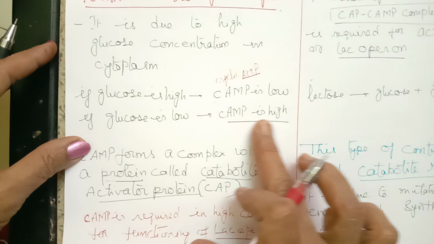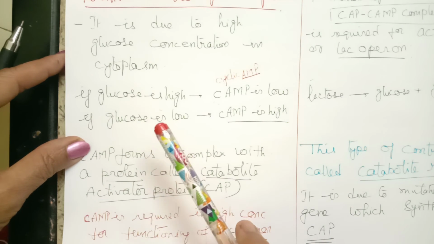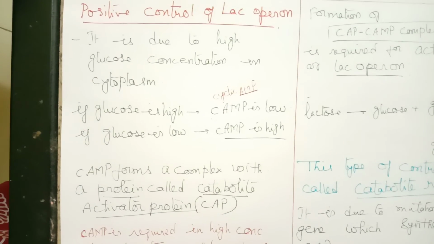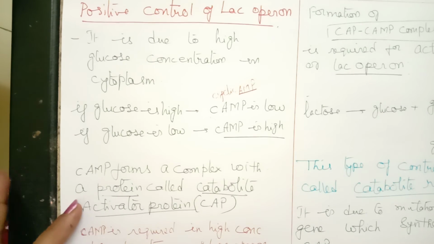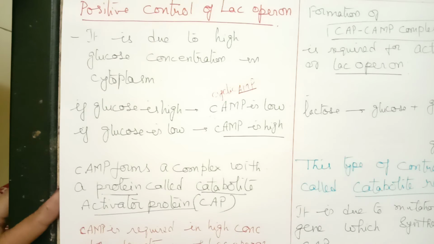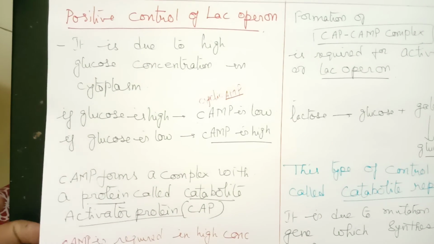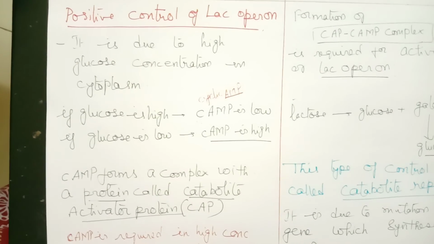When is high cyclic AMP seen? When glucose is low. So what happens? When cyclic AMP is available, this cyclic AMP will form a complex with a protein called catabolite activator protein. This type of protein is synthesized for functioning of Lac Operon.